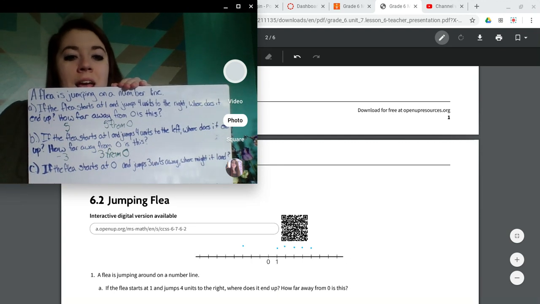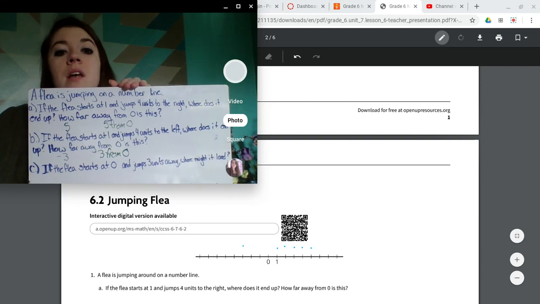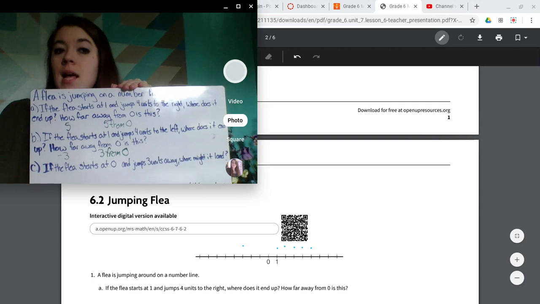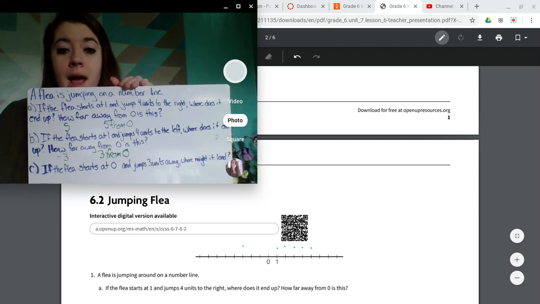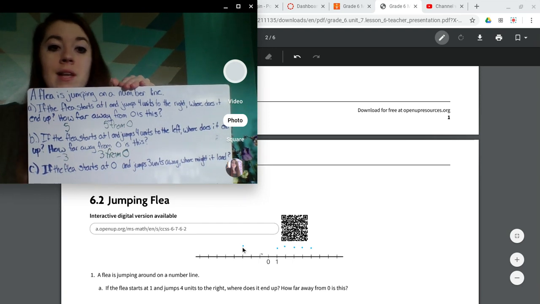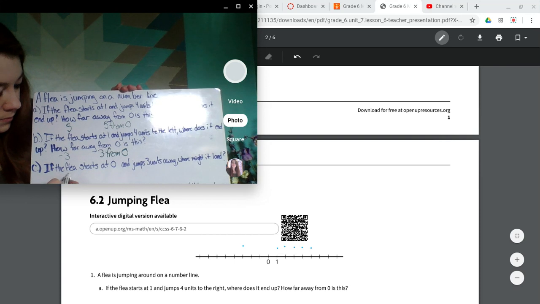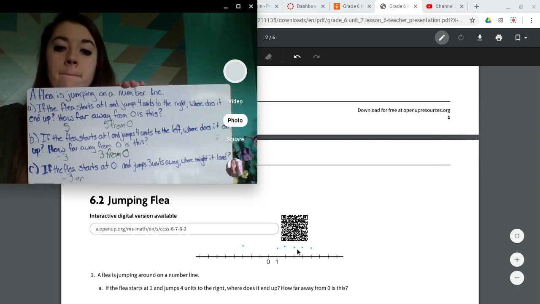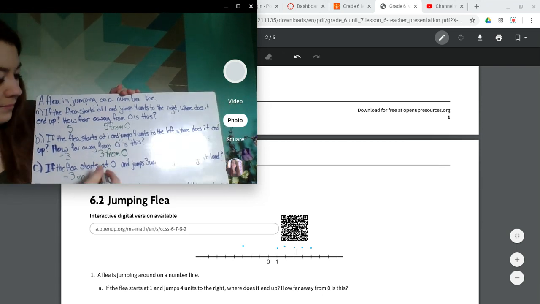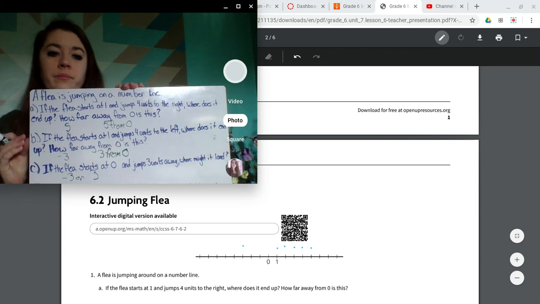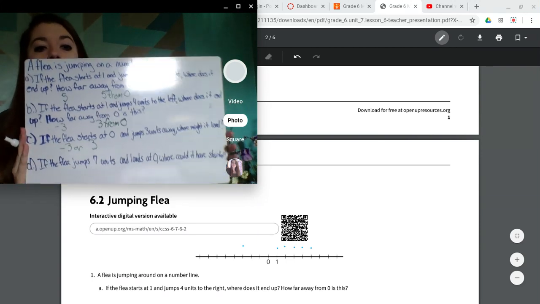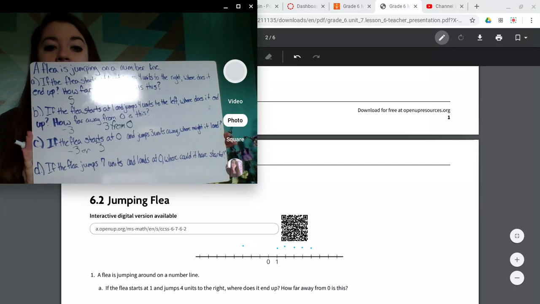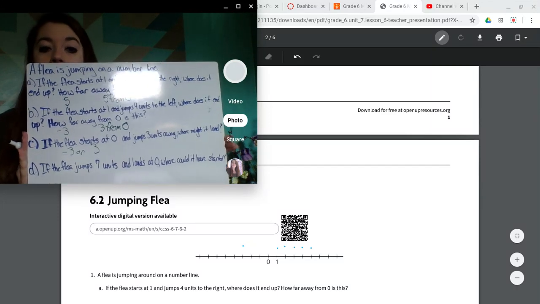All right, our third question. If the flea starts at 0, so now we're starting at 0 instead of 1, and jumps 3 units away, where might it land? So it's not telling us if we have to go to the left or to the right. Now it's just telling us it's 3 units some direction. Well, 3 units to the left will give us -3, just like we had before. But 3 units to the right will give us +3. Oops, one over. So our opposites.